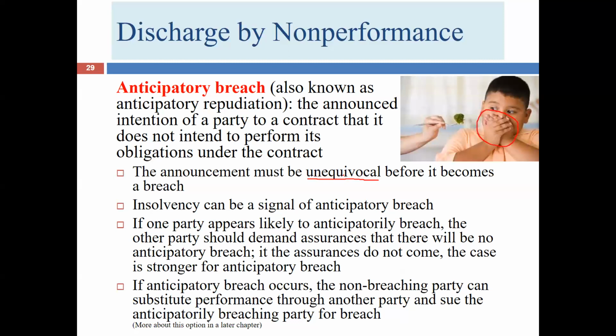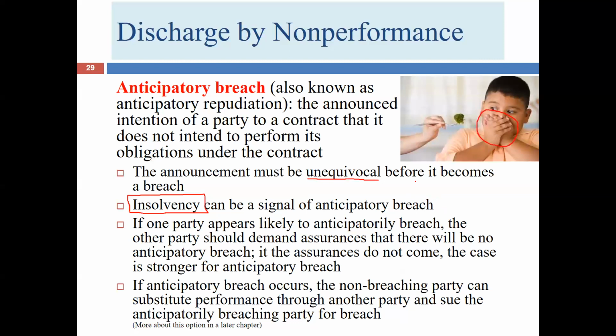Sometimes anticipatory breach doesn't happen because I call Luis and tell him my factory burned to the ground. Sometimes there's indications external to communications that let everybody know. For example, if I file for bankruptcy, or I seem to be insolvent, and maybe people in the industry would know that I'm financially insolvent, that can be a sign of anticipatory breach. Of course, this would fit more with Luis than with me.